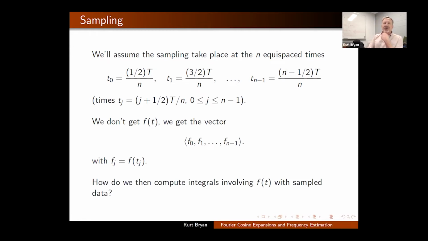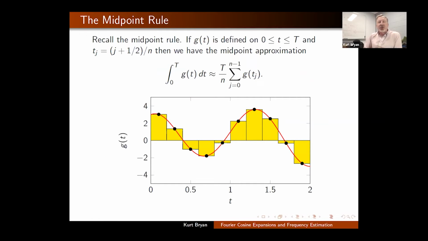How do we compute the integrals of this function using the sampled data? Well, we're going to use the midpoint rule straight out of Calc 2. The midpoint rule tells us how to approximate an integral using essentially sampled function values. In red there is the true analog signal, and we'd like to compute its integral. The black dots represent the sampled values. The yellow rectangles, we compute their areas as an estimate of the integral of the function g(t) here. We're going to apply that to compute the Fourier cosine integrals.